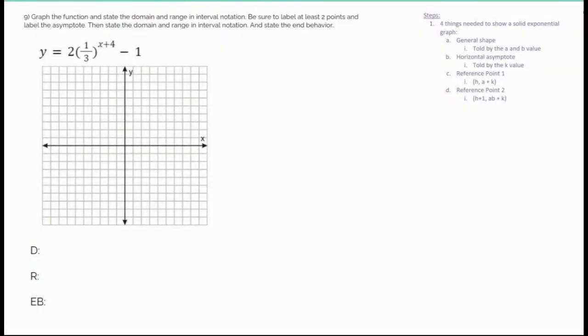You're asked to do quite a bit. First, we got a graph, then we got to talk about the domain, range, and interval notation. So, in this case, there are four things that I am looking for when I am graphing. The first thing is the general shape.